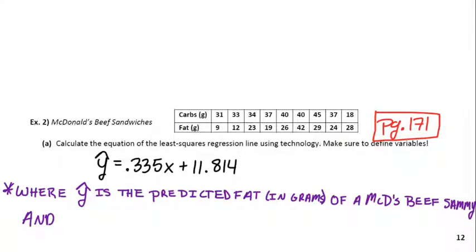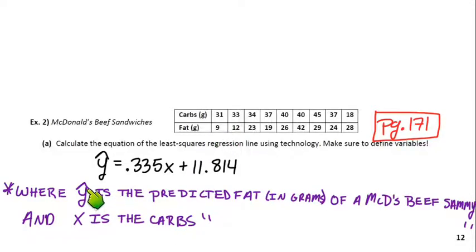Don't forget to say that word predicted. y hat is the predicted fat in grams of a McDonald's beef sandwich. And then the x, that's just the carbs in a sandwich. I just use the quote marks so I don't have to write the whole thing out again. That's just the carbs. And the x isn't predicted. Those x values are values we can just plug in. The y is what's predicted. That's why it has a hat on it.